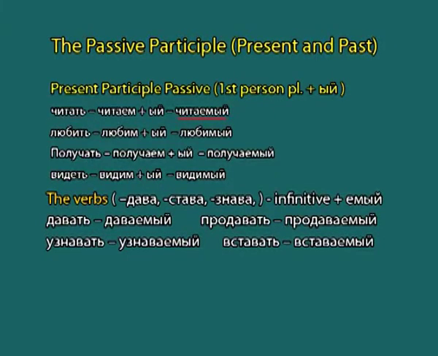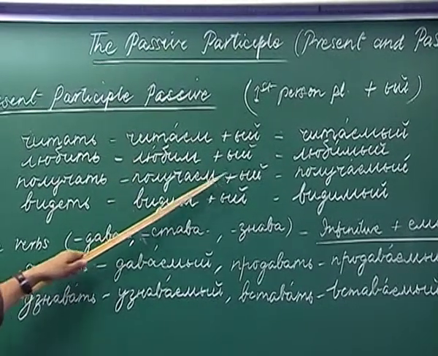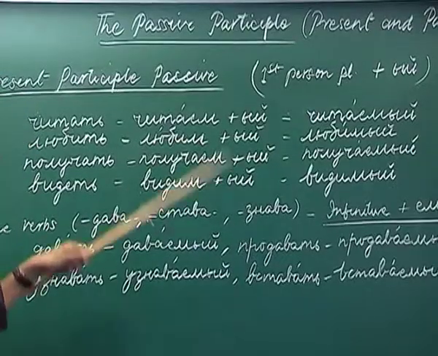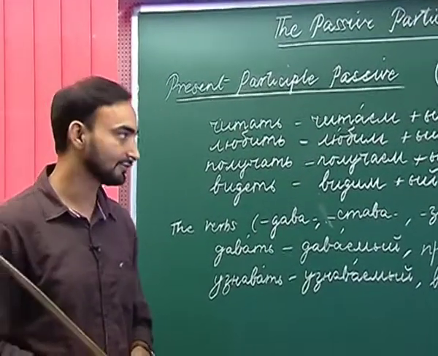So, читать, читаемый. Similarly, любить, любим plus -ый, любимый. Получать, получаем, which is the conjugated form in first person plural, plus -ый, получаемый. Видеть, видим plus -ый, видимый. So, this is how we have to form the present participle passive.